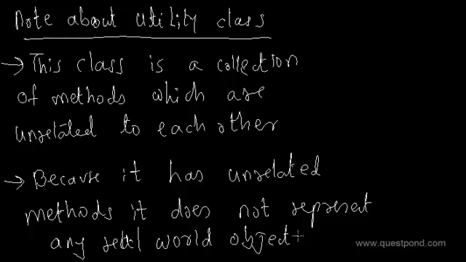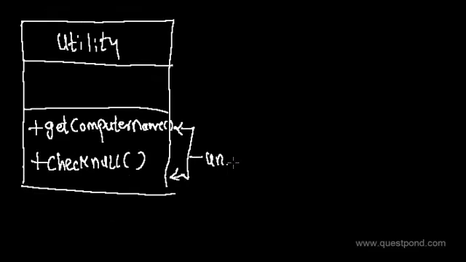They are pure. That's why we have created it. So because of these unrelated functions and unrelated methods, this utility class does not map to any real world object. So that's the first point to note here. This utility class is a collection of unrelated methods, unrelated functions, unrelated logic; it does not represent any kind of real world object.